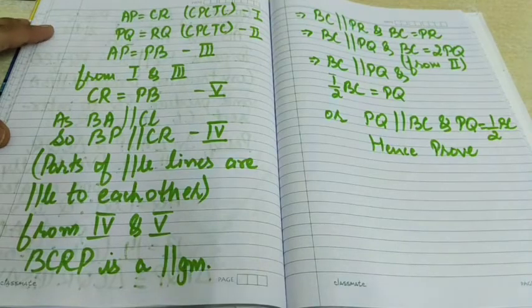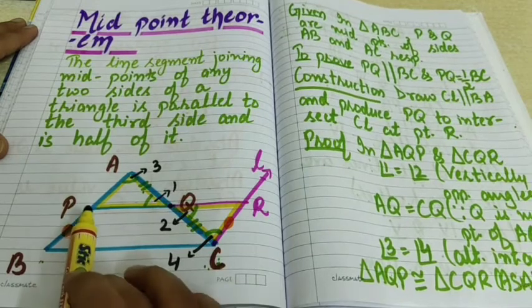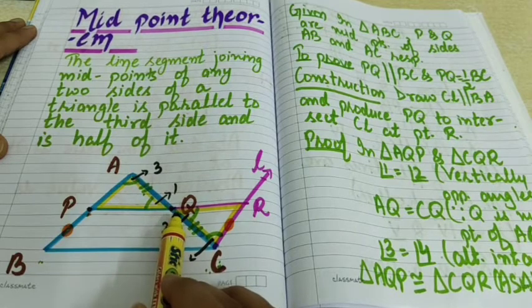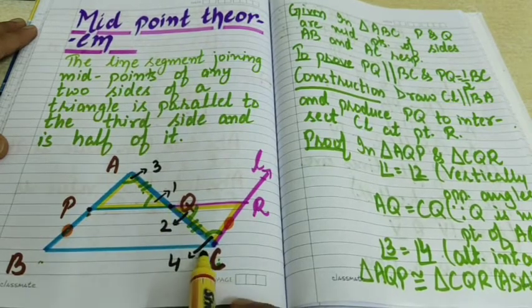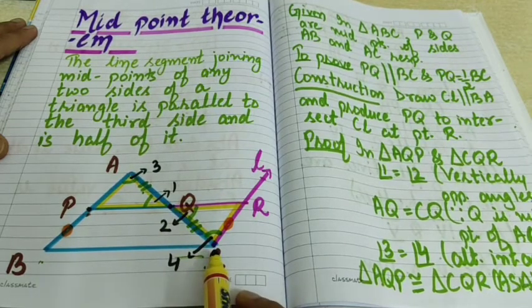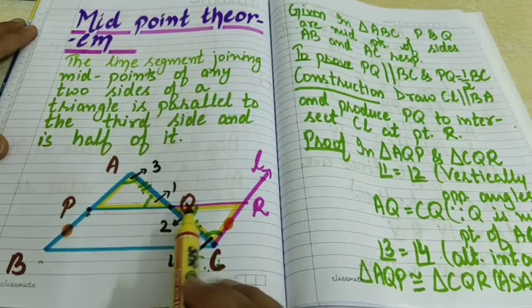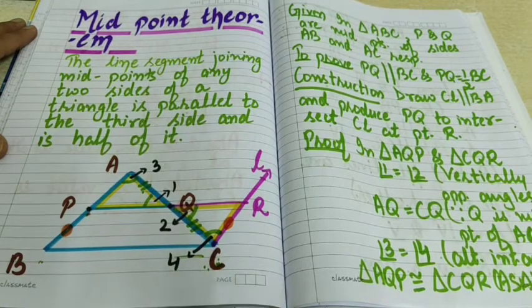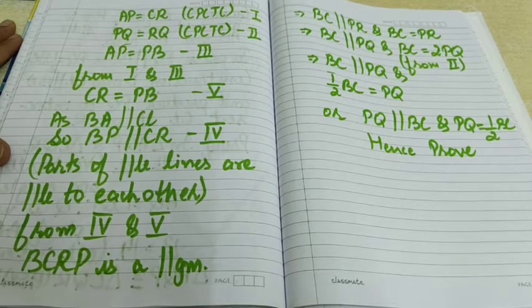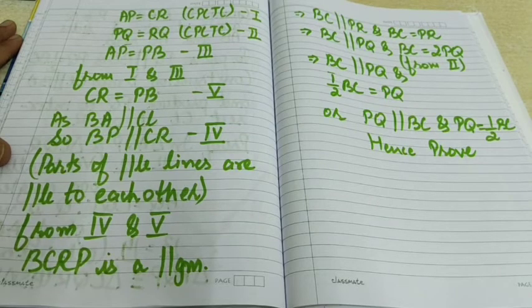So students, in this theorem we have studied that in a triangle, the line segment joining the midpoints of two sides of a triangle is parallel to the third side, and this line segment is also half of the third side, which we just have proved: PQ is parallel to BC and PQ is half of BC. And students, this result of the midpoint theorem can be used in a lot of questions related to different kinds of polygons.